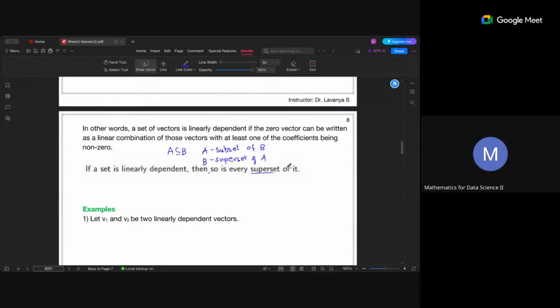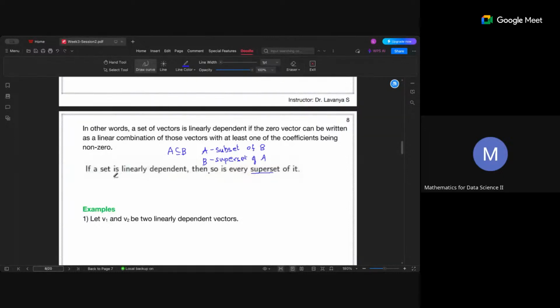So what is a superset? A set which contains the subset, containing all elements of it. So now let us say you have a set of vectors which are linearly dependent. Then what is given is that every superset is also linearly dependent. Is it not very obvious?